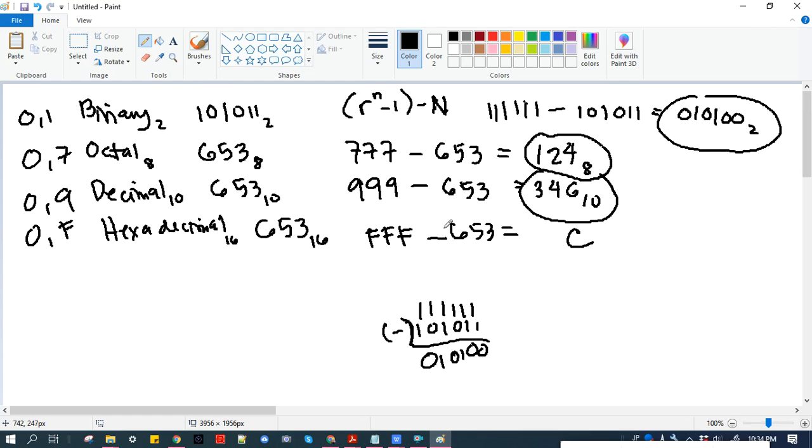Then F minus 5, so 15 minus 5, that's 10. 10 is A. Then 15, or F, minus 6, that's 9. So 9AC, base 16. This is the diminished radix complement of 653, base 16.